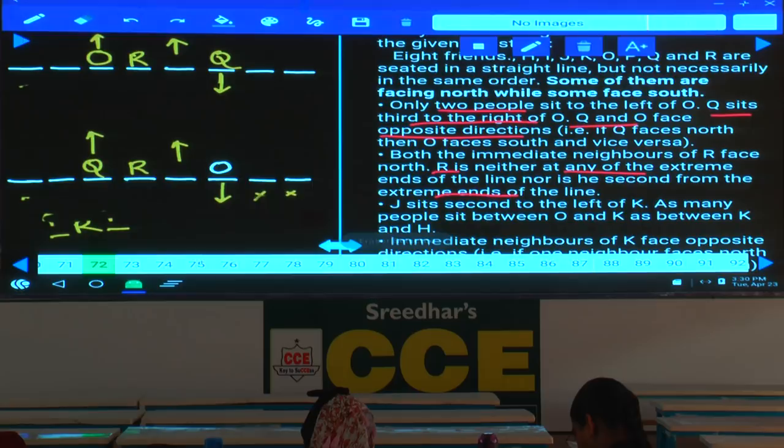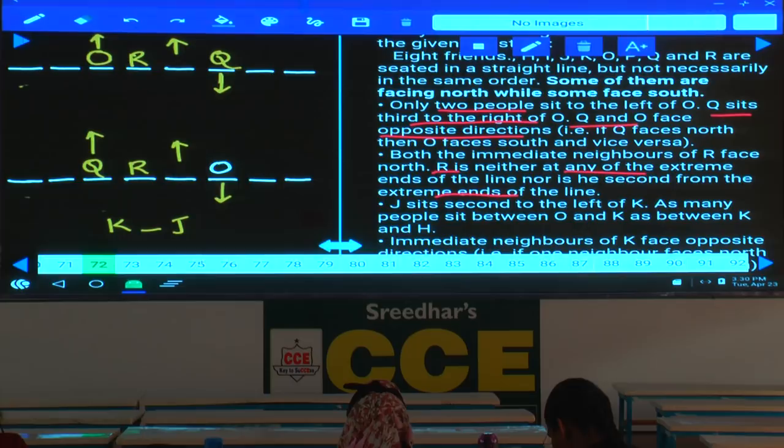And the next information. Tell me, what is the next information here? J sits second to the left of K. J is seated second to the left of K. As of now, we do not have any information regarding the direction of this J. But in between J and K, there must be exactly one person.